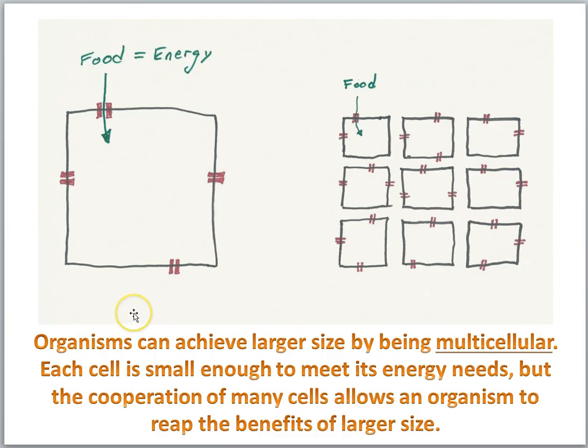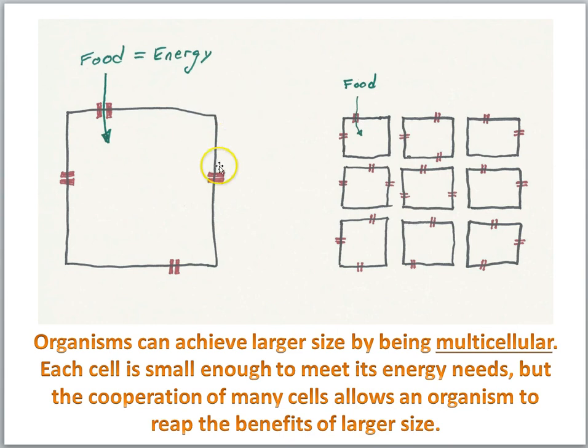Now, if cells must remain small, well, how is it that we have large creatures like animals and plants? Now remember, large creatures like animals and plants are multicellular. So organisms can achieve larger size by being multicellular. Each cell is small enough to meet its energy needs, but the cooperation of many cells allows an organism to reap the benefits of larger size.